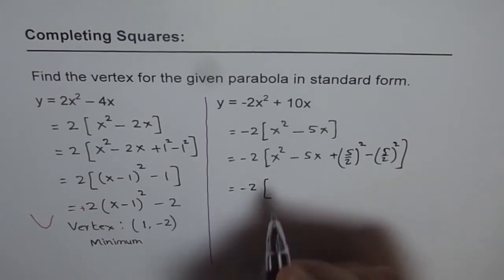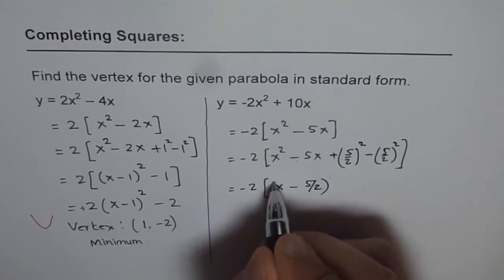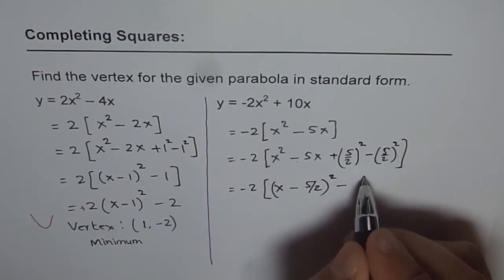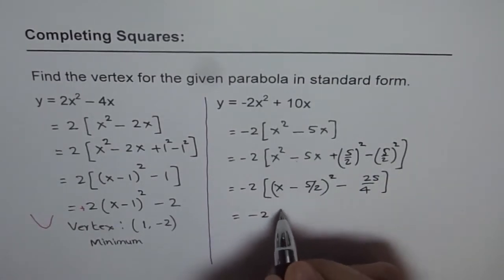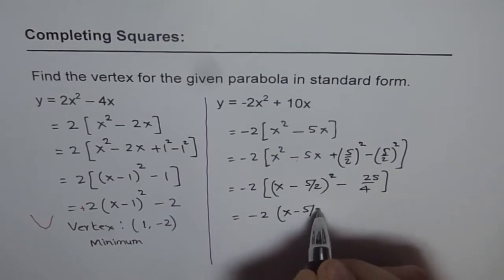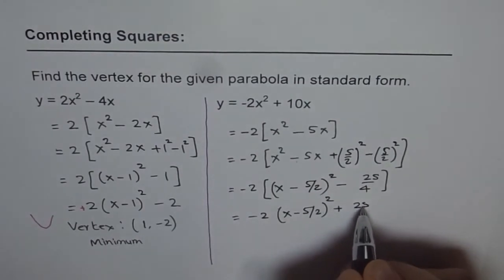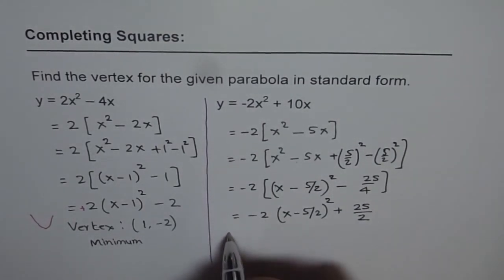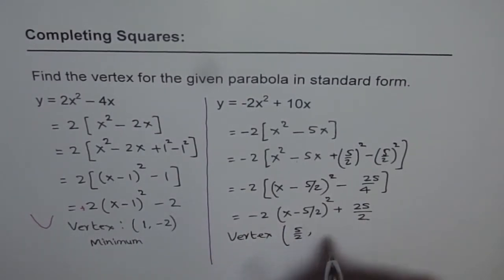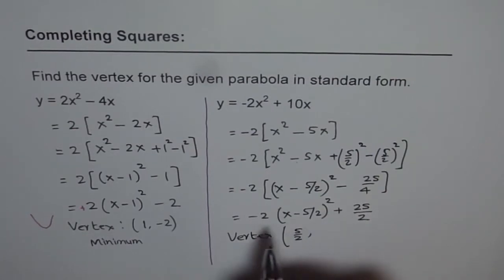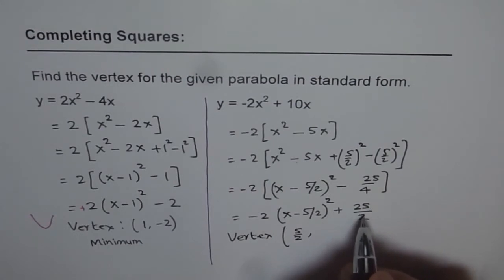Now the first three terms form a perfect square. We get x minus 5 over 2 whole squared minus 25 over 4. We can open the brackets and get our answer, which is x minus 5 over 2 whole squared, and when you multiply with minus 2, you get plus 25 over 2. So this time we have the vertex, which is at 5 over 2, and the value this time is a maximum, since it is a negative leading coefficient, of 12.5 or 25 over 2.